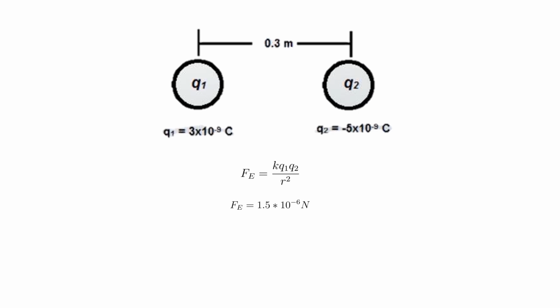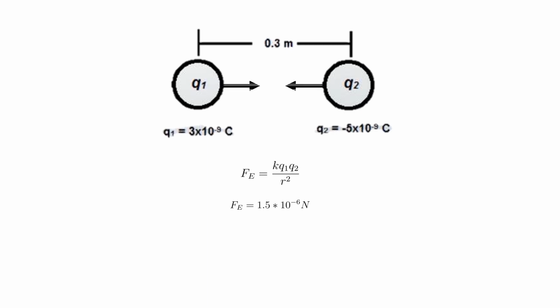And in order to actually add a direction, we need to look at the nature of these charges. So the nature of these charges, you can see that there's a positive charge on the left side and a negative charge on the right side. So as we know, opposites attract. So these two objects actually attract each other.